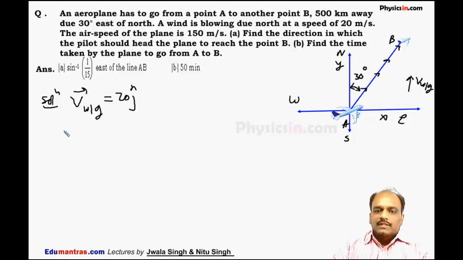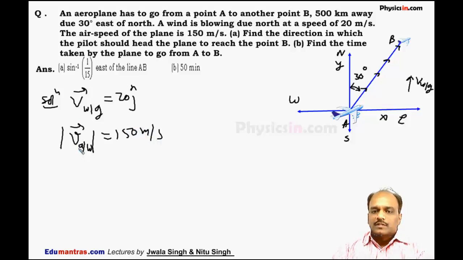The airspeed of the plane, the magnitude of the velocity of aeroplane with respect to wind, is 150 meter per second. This is the air speed. This is the speed of aeroplane with respect to wind. Find the direction which the pilot should head to reach this point B.